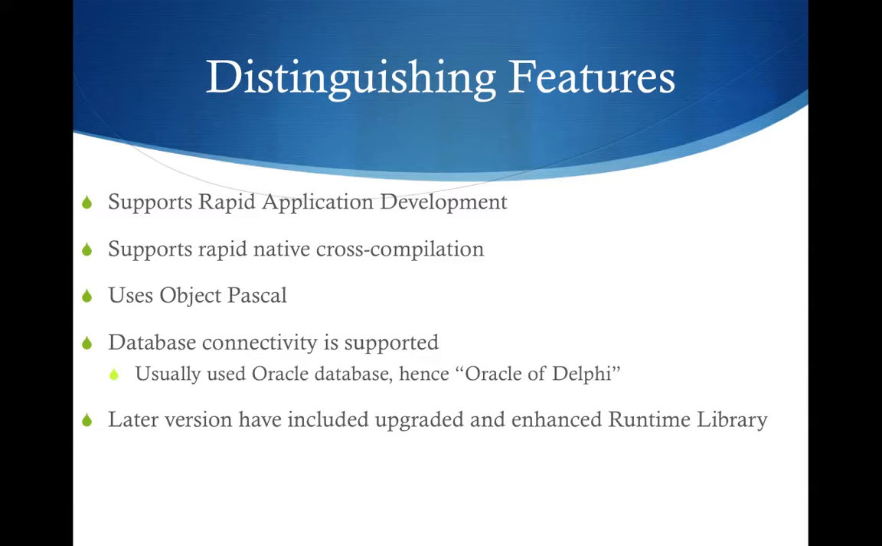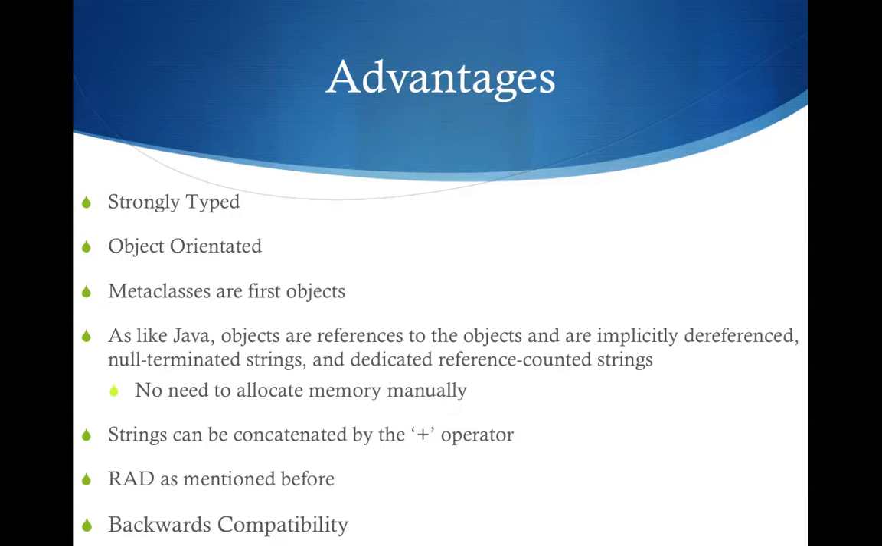It supports rapid native cross compilation, meaning it uses more than just its own language. You can compile other native languages. Said before, it uses Object Pascal. The only other one is Pascal, so that is strictly unique. Database connectivity is also supported. Again, this was a big feature when it first came out, with the whole quip about the Oracle database, Oracle Delphi, etc. Later versions have included an upgraded and enhanced runtime library.